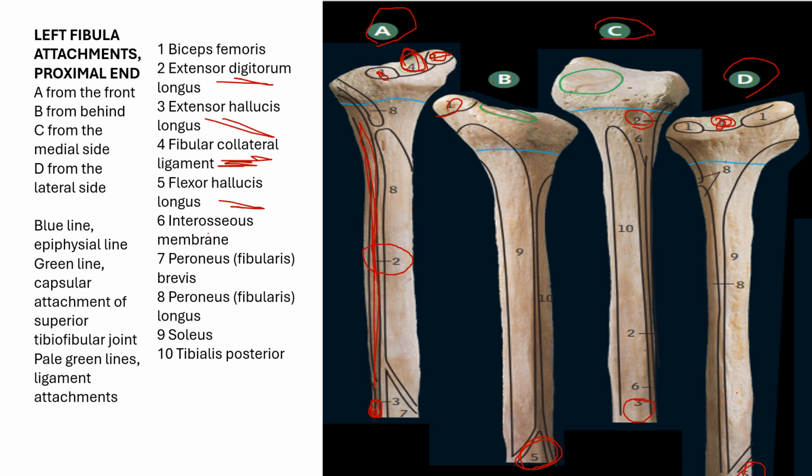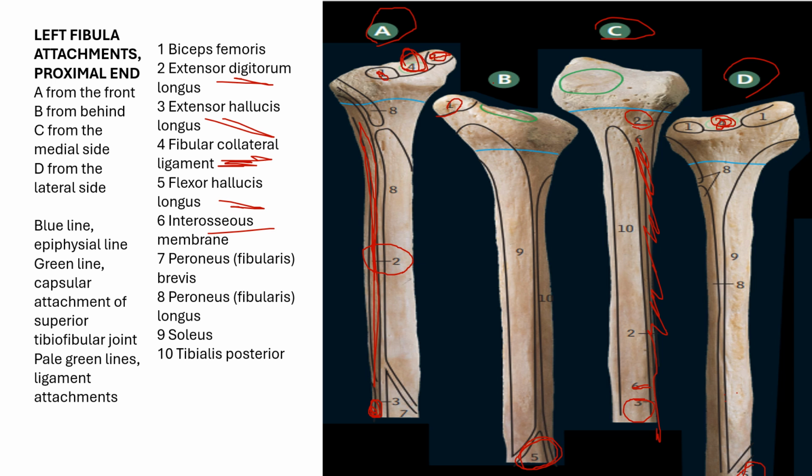The sixth one is the interosseous membrane. So here is the structure, this long structure that is called the interosseous membrane. So the interosseous membrane originates from between the tibia and the fibula. It doesn't have any insertion because it's a membrane, not a muscle.